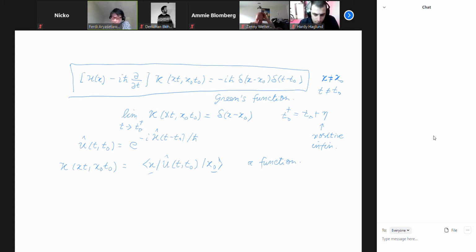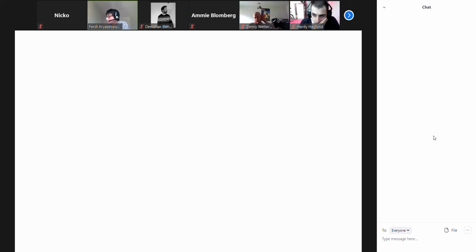So let's work out an explicit example of how this propagator looks. Let me erase that. In the notes, we take an example of a free particle. So we look at the free particle propagator. Our Hamiltonian then, of course, is just p squared upon 2m. So we want to work out the explicit form of this propagator for the case of a free particle.